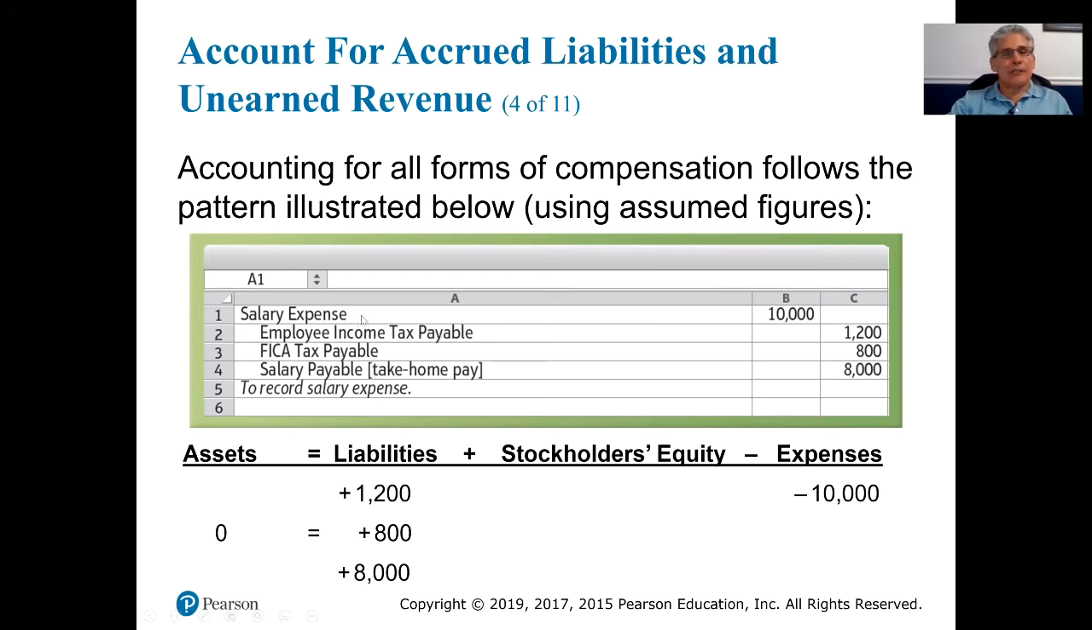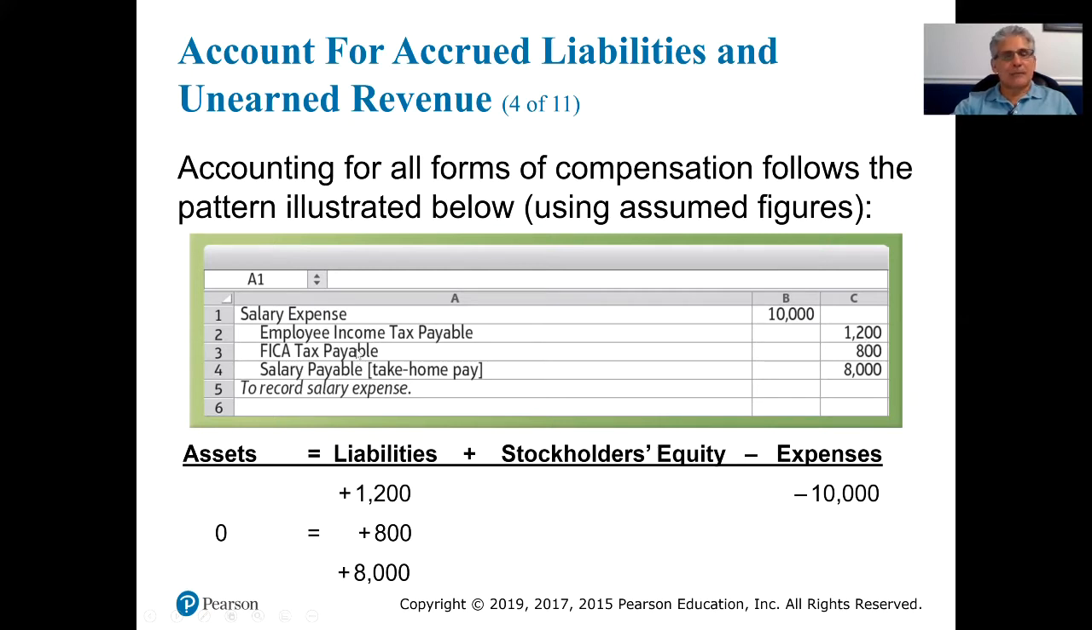Unfortunately for the employee, they're not going to get all $10,000. There are some taxes that the employee has to pay, so the employer is required to withhold some money. We're going to withhold employee income tax payable. This will be both federal and state. In the state of California, we have both. In this example, it's $1,200.